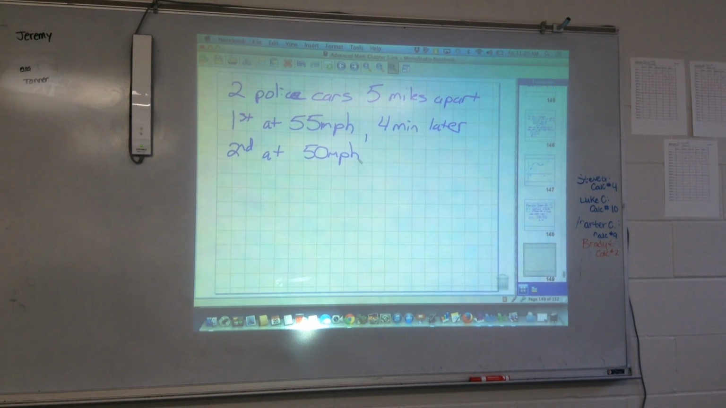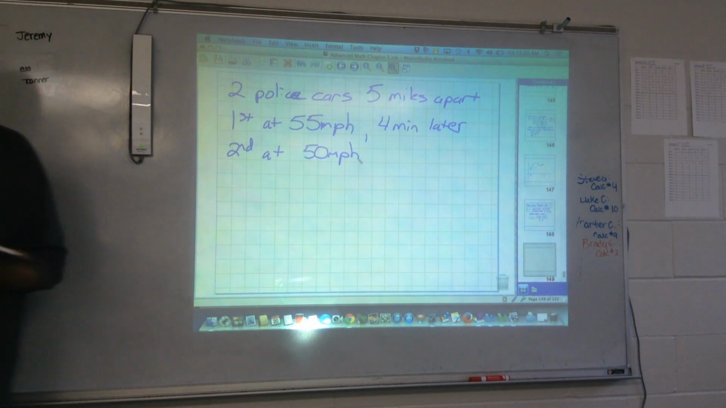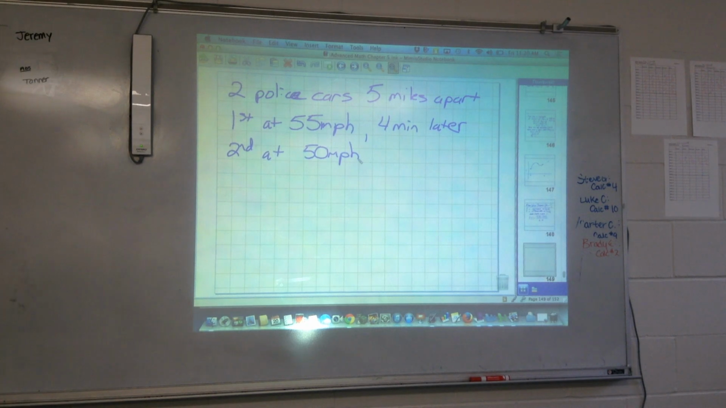Interesting. And the police cars going the same direction. But because it's 5 miles in 4 minutes, they can give that guy a ticket, because 5 miles, 4 minutes, by the mean value theorem. Huh. What?